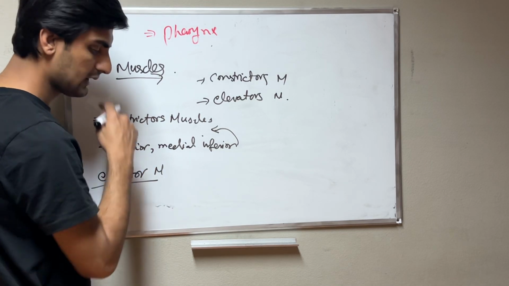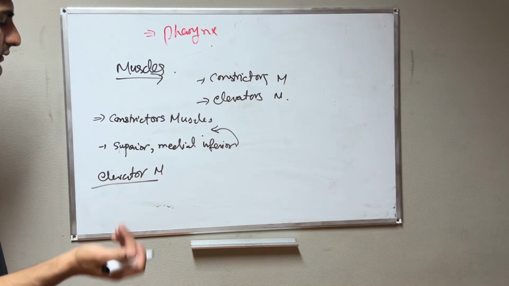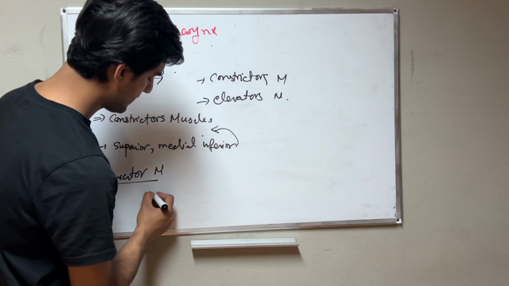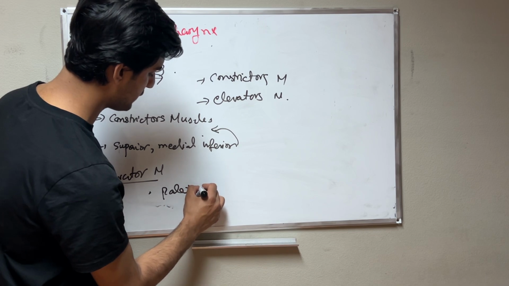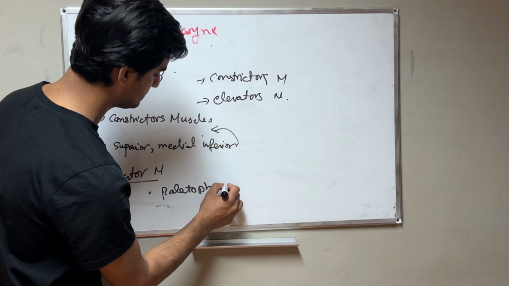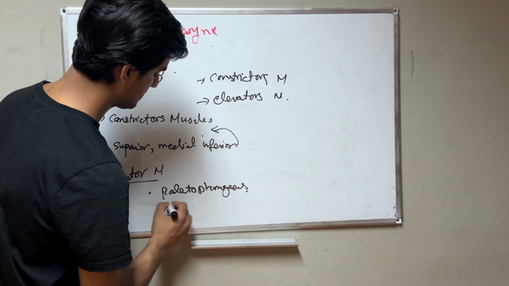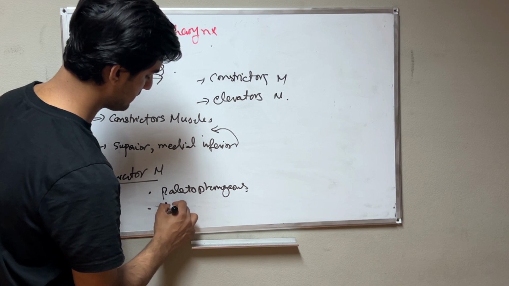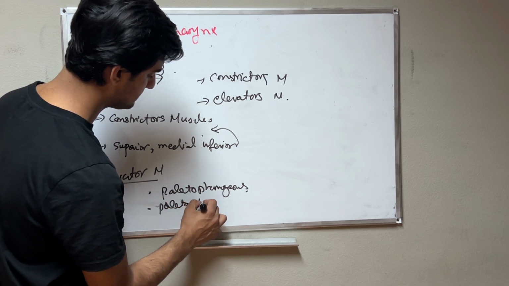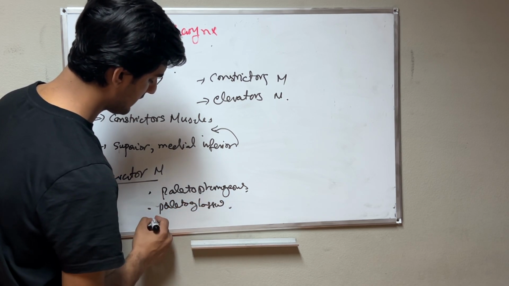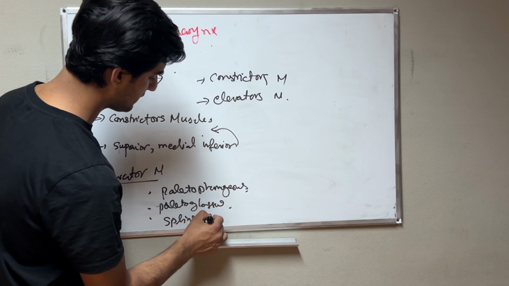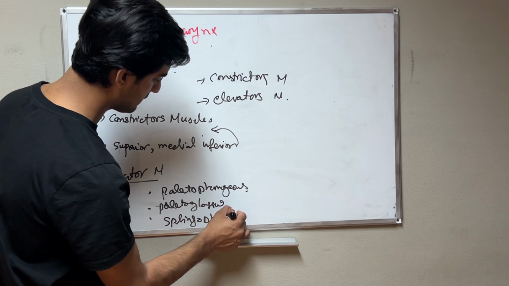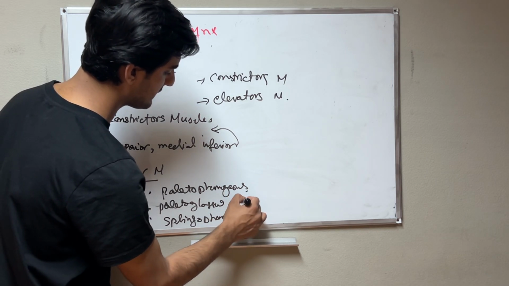Then the elevators. Sometimes we discuss two, in some books we have three. We have palatopharyngeus, stylopharyngeus, and salpingopharyngeus muscles. These are the three elevator muscles.